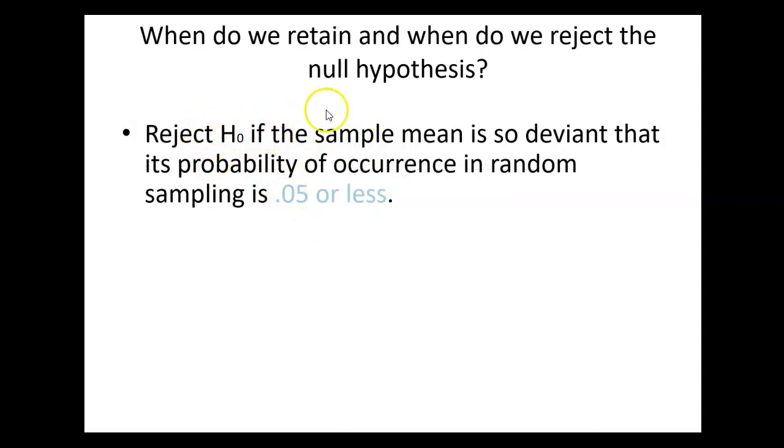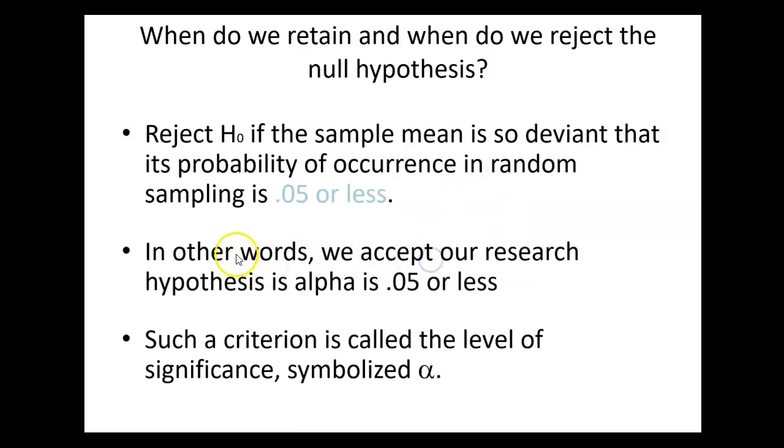So we reject a null hypothesis if the sample mean is so deviant that the probability of occurrence in random sampling is less than that alpha level. In other words, we would accept our research hypothesis if alpha is 0.05 or less. This criterion is called the level of significance, and it's often symbolized as alpha.